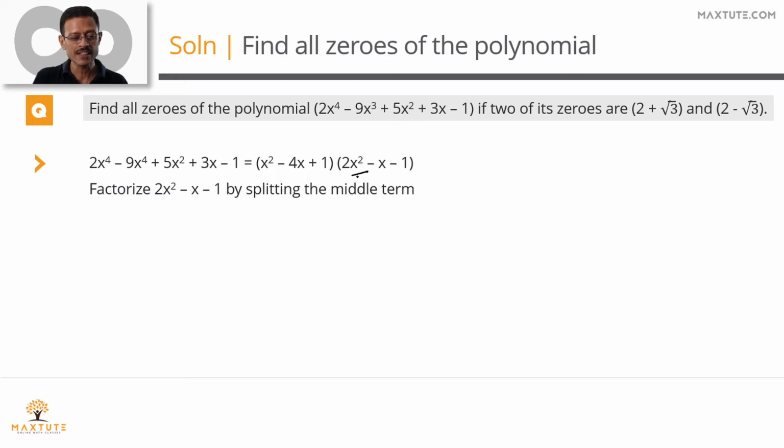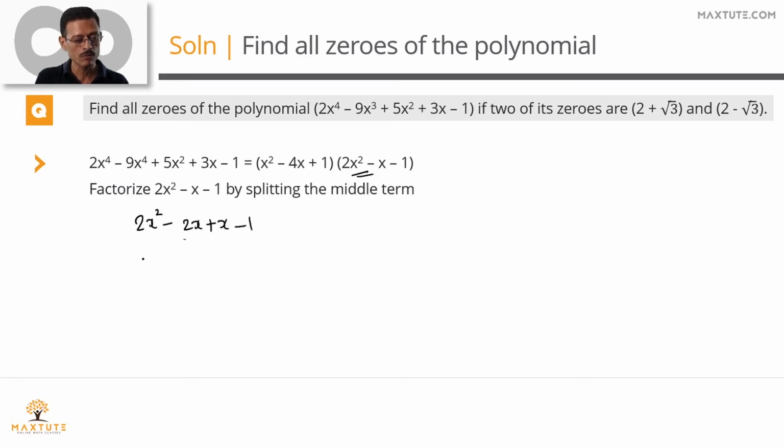We'll factorize this term by splitting the middle term so that we can find out the remaining two zeros. 2x square minus 2x plus x minus 1 is how this factorizes. Minus 2x plus x is a minus x. Minus 2x into x will be equal to minus 2x square. So product is minus 2x square, sum is minus x, as we wanted it.